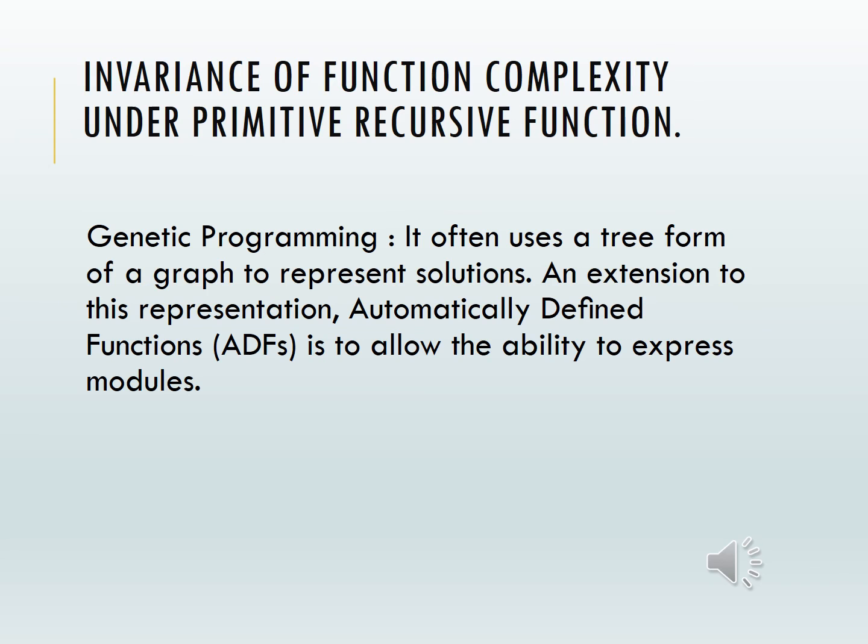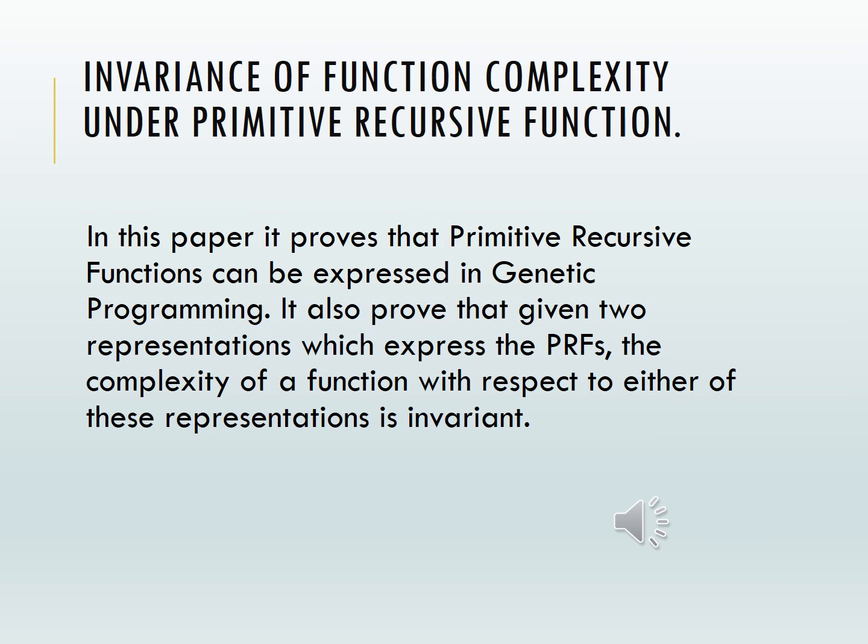The complexity of a function is independent of the primitive set if the representation has the ability to express modules. But genetic programming is not capable of expressing recursion. However, a few researchers have introduced recursion into their representation. These representations are then capable of expressing a wider class of functions. The authors have proved that for the two given representations, genetic programming and automatically defined functions, the complexity of functions with respect to these representations is invariant.